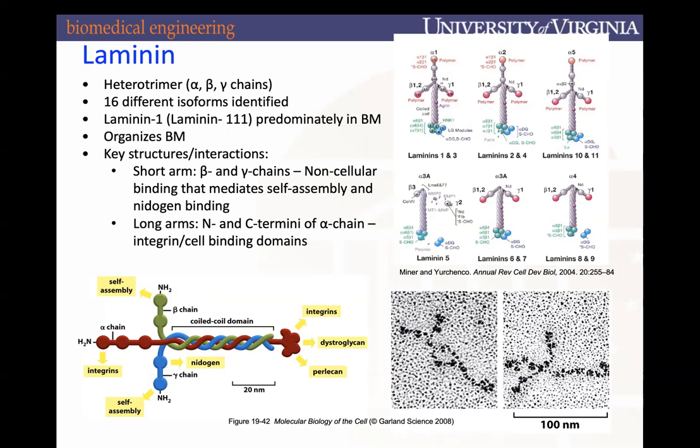The key structures to consider for laminin: it has these two short arms, the beta chain and the gamma chain. The beta and gamma chains are key because they are important for self-assembly, where these short arms are where adjacent laminin molecules will bind to each other. If we were zooming in on laminin in a basement membrane, we'd see another laminin molecule here connected via their beta and gamma chains, as well as on top.